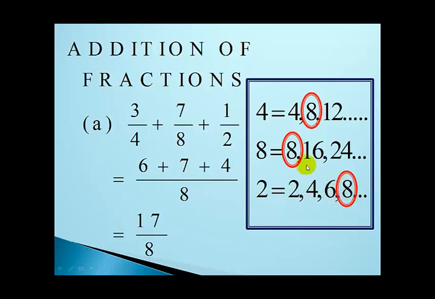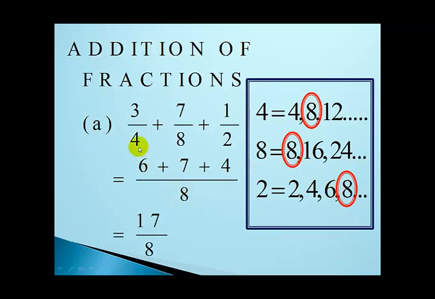Now we can see, considering the 3 multiples, that the least of the common multiples is 8. So we can find 8 here, 8 here, and 8 here. So the least of the common multiples is 8. And therefore, the LCM is 8.